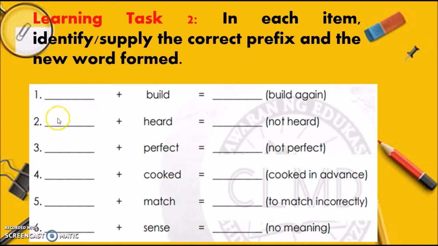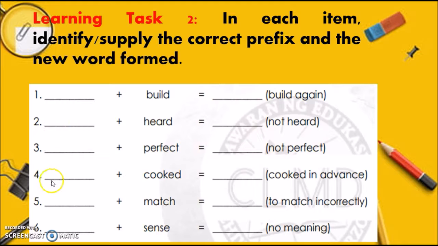Kayang-kaya nyo yan. Number 2, ano yung prefix na nawawala? Blank plus heard equals, so yung bago nyong salitang nabuo, ibig sabihin is not heard. Number 3, blank plus perfect. Ano yung nabuong salita? Meaning is not perfect. So, tingnan nyo yung number 2 and number 3. So, hahanap kayo ng prefix na ang ibig sabihin ay not.